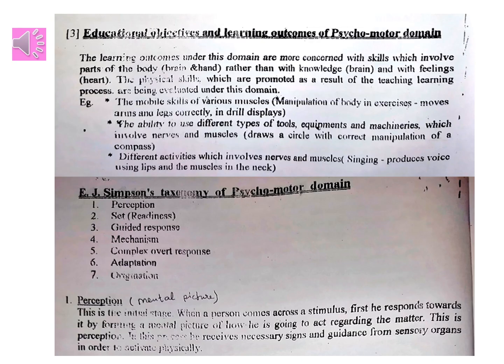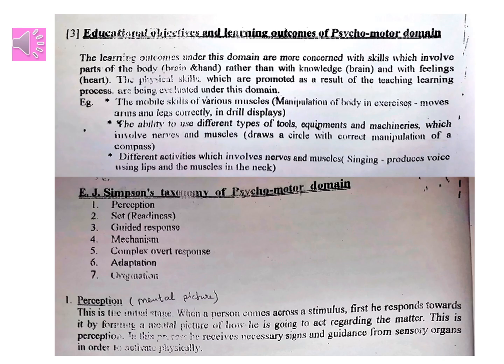Now let's go to the third domain. Educational objectives and learning outcomes of the psychomotor domain. The learning outcomes under this domain are more concerned with skills. Psychomotor, right? You think and do. This is related to skills. Cognitive domain is related to knowledge. Affective domain is related to attitudes, beliefs and values, etc. Psychomotor domain is related to skills.